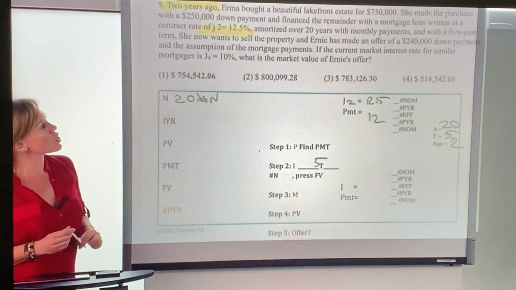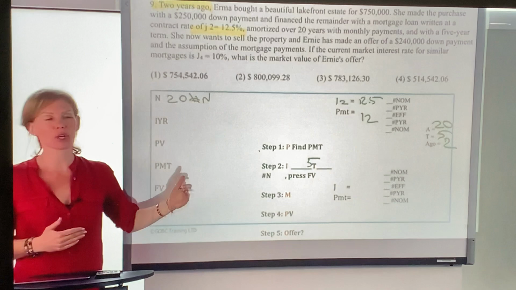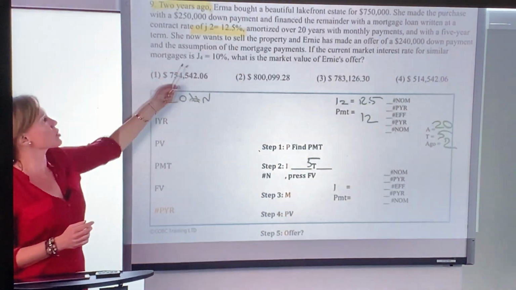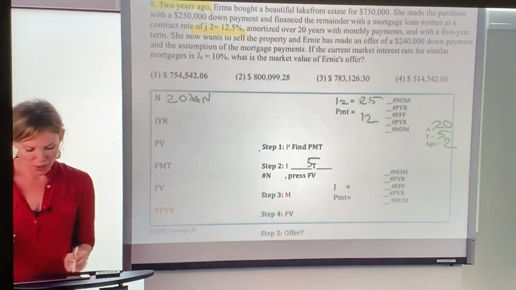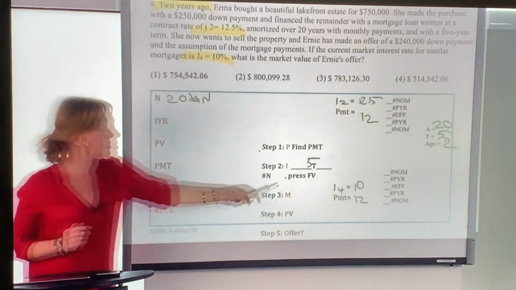So what else is she doing here? She now wants to sell the property to Ernie, who made an offer of $240,000 down payment and the assumption of the mortgage. So he wants to assume her mortgage, right? If the current market rates for similar mortgages will be J4 equals 10, so that's your second J. So we do have the 2 J's in the question. I'll put the J4 equals 10 in here too with monthly payments.